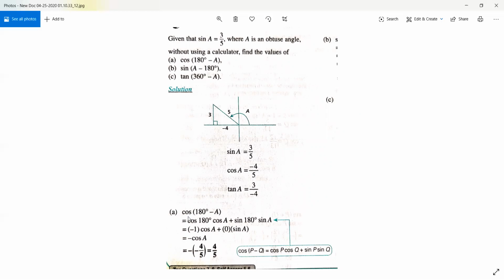Okay, so cosine A, okay, cosine of 180 minus A, then you put it in. Cosine 180 is negative 1. Okay, how do you know it's negative 1? You do the cosine graph. Cosine graph is from above coming down. So cosine 180 is negative 1, sine 180 is 0. So we end up with negative cosine A. So cosine A is this one. You put it in. So negative 4 over 5 becomes positive 4 over 5.